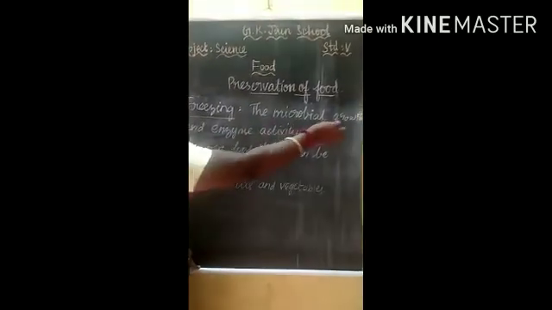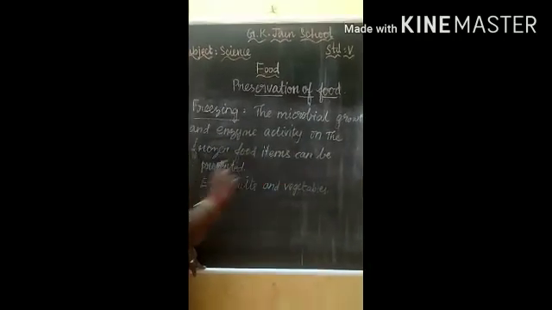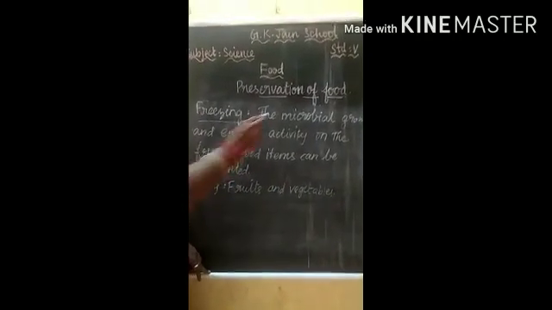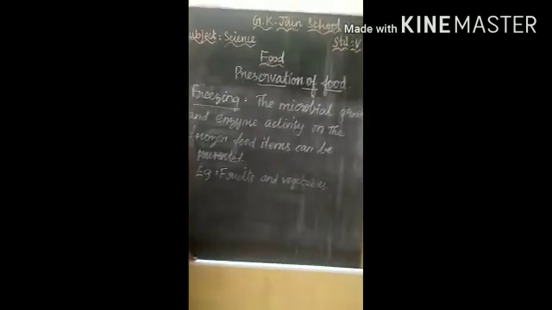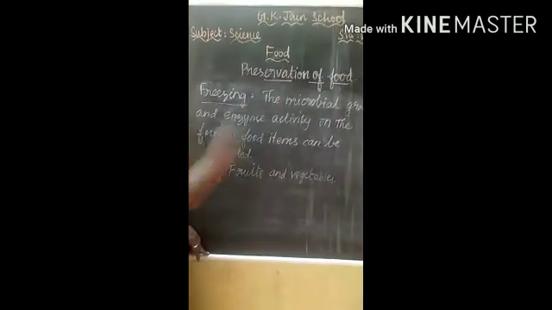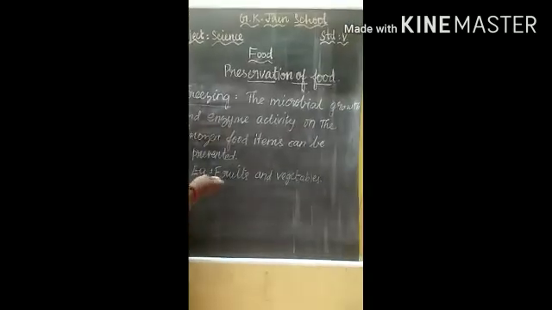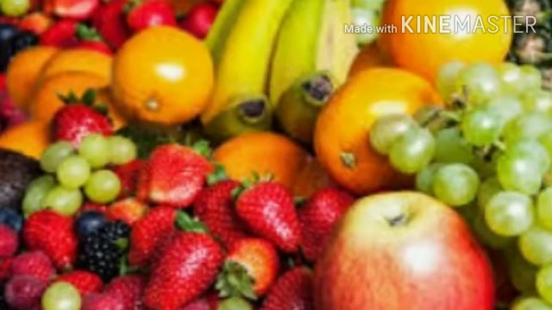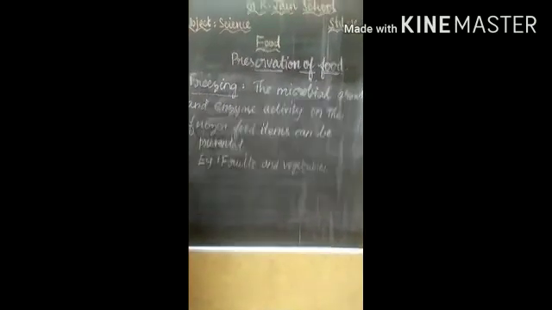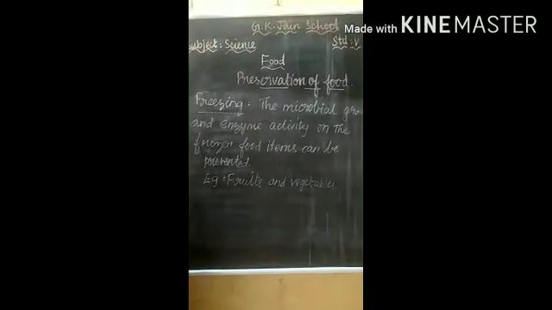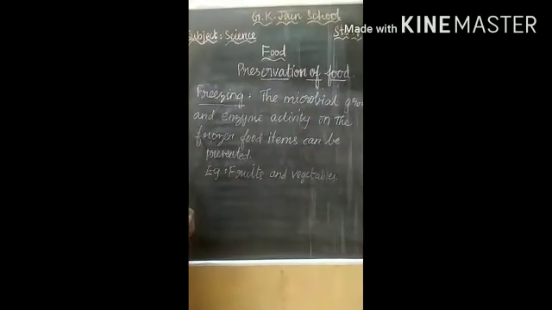It will prevent the growth of microorganisms like bacteria, yeasts and fungi. The growth of these microorganisms will be stopped. Examples for the freezing method are fruits and vegetables. That is the reason we keep vegetables and fruits in the refrigerator, so that they will not get spoiled.